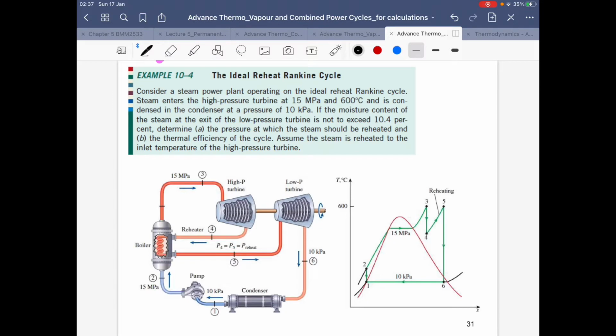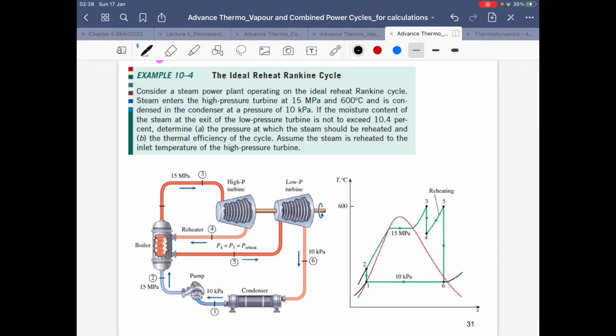So for this solution example, for this problem solution steps, we're going to solve the ideal reheat Rankine cycle. Remember in the theory lecture, I mentioned there is another way to improve the efficiency of the Rankine cycle by using the reheat process, which means from only 4 points, now we have overall 6 points. So what is the main element of the reheat Rankine cycle?